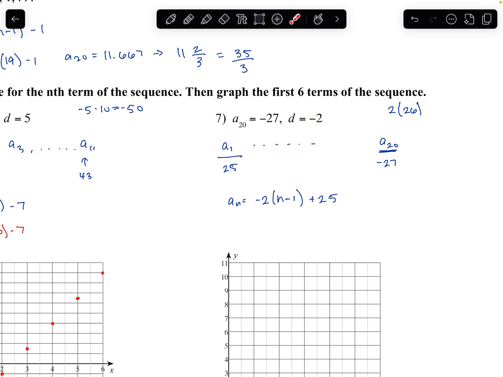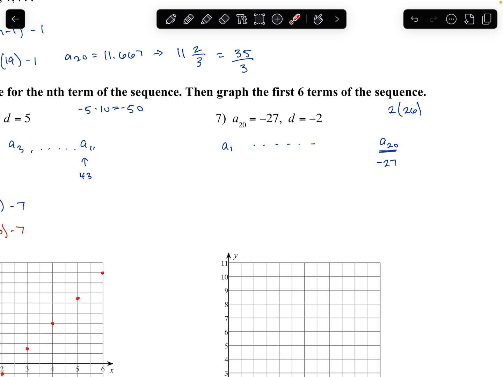Common difference is negative 2. So if I take 25 and I subtract 2 times 19, yeah, that is not working out right there, actually. What am I doing wrong, though?